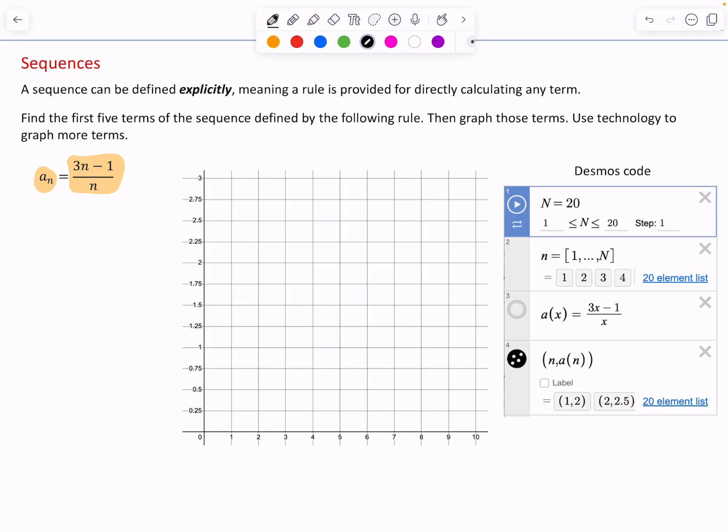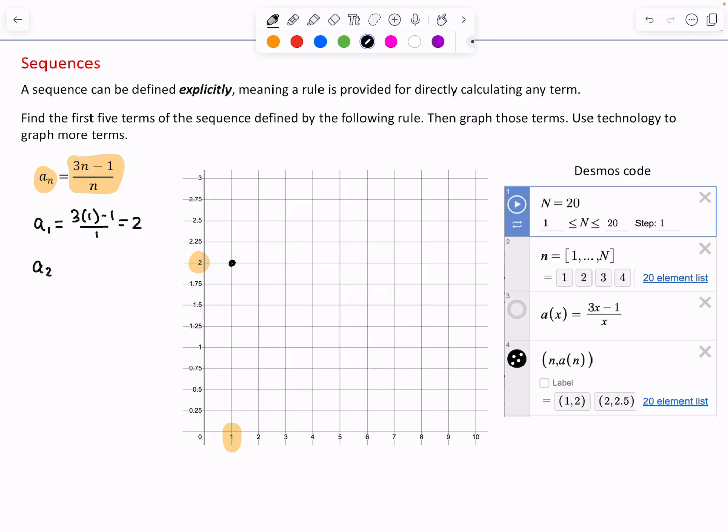So if you want to calculate the first term, you simply change all the n's to 1 and calculate. We get 3 times 1, which is 3, minus 1 is 2, over 1, and we get 2. This can correspond to the point (1, 2), located here, where this 1 down here is a count, keeping track of what number term we're on, so the first term, and the output 2 is the actual first term.